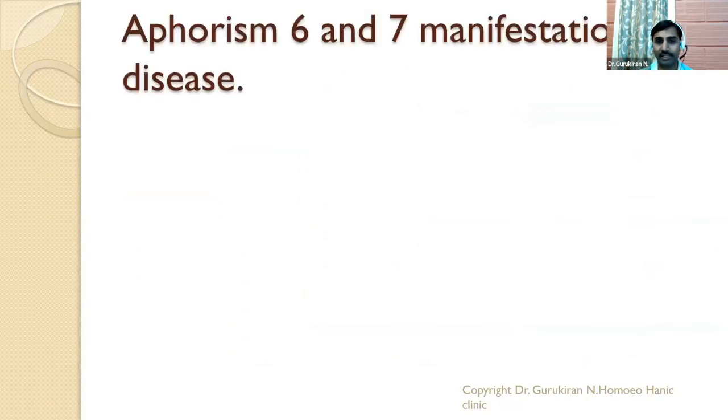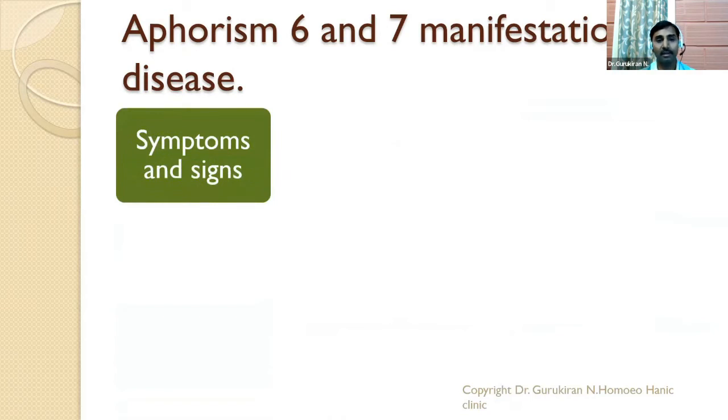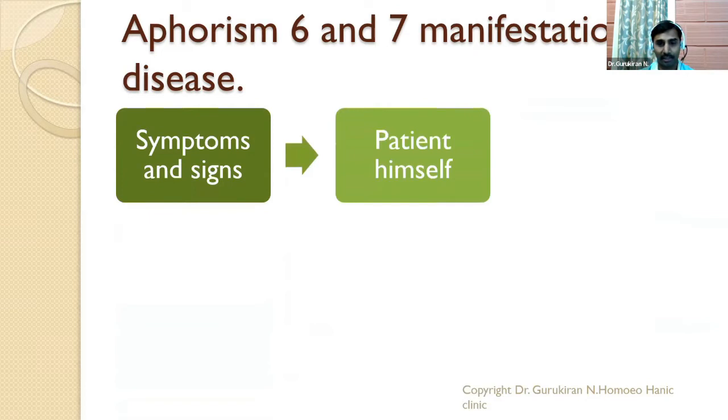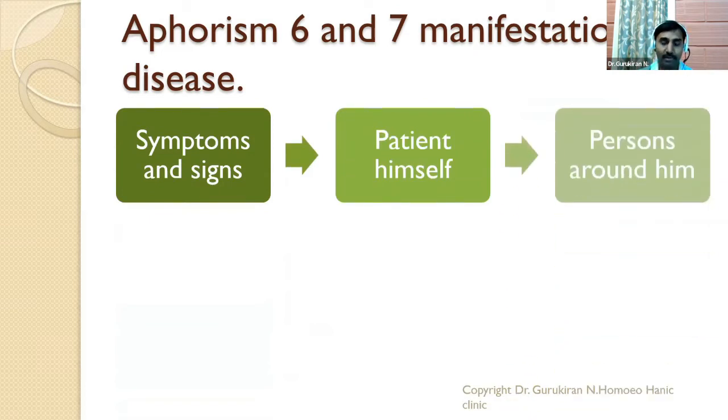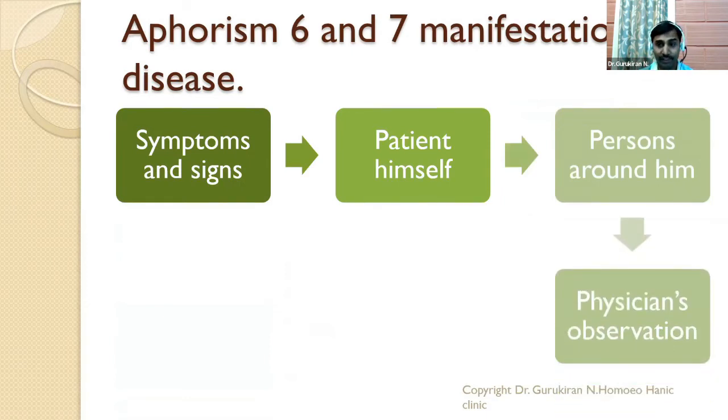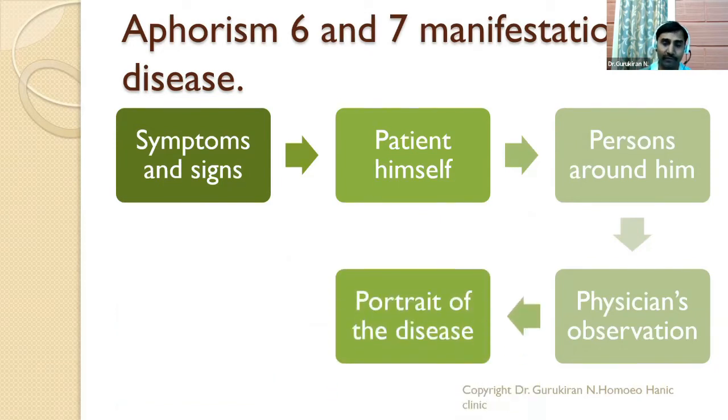So aphorisms 6 and 7. What does it say? It's a manifestation of disease. It speaks about the symptoms and signs of the case, the patient himself, how he presents the case, and the persons around him, and also the physician's observation. This is very, very important. In each and every case we should observe, and the portrait of the disease, this we know that we get in the Organon of Medicine, 6th and 7th aphorism.